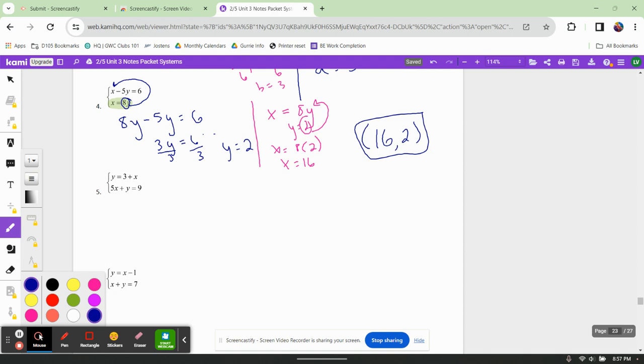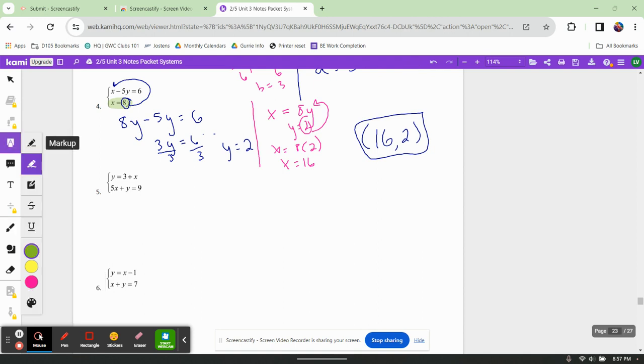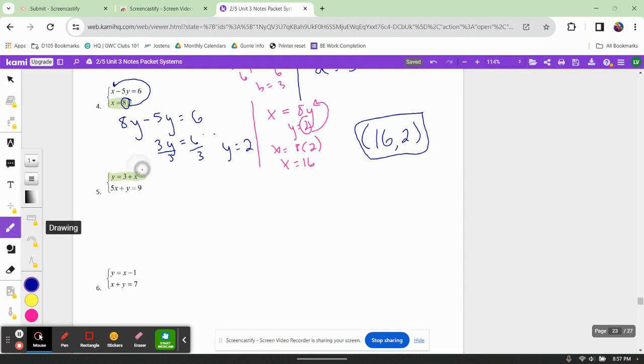Let's try number 5 now. Which equation has the variable by itself? Think about that for a moment. Highlight which one. Hopefully you highlighted the first one. The y is isolated. So we're going to take this x plus 3 and place it all in for that y.